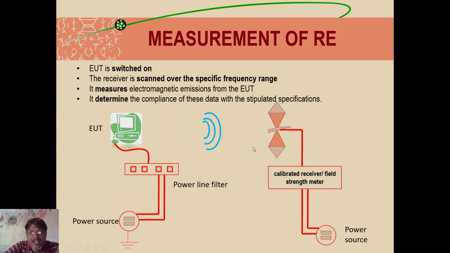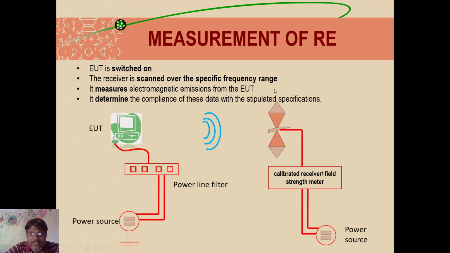So here is one example of how they perform the RE. See, the RE is radiated emission. So we'll have a power source. From the power source, power is distributed through the power line filters. It is given to the equipment under test, so that means the equipment is operated. While the equipment is operating, energy is being emitted. So once you switch on, you simply operate the equipment under test.